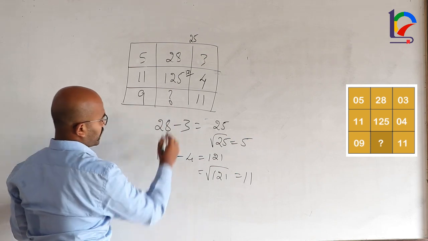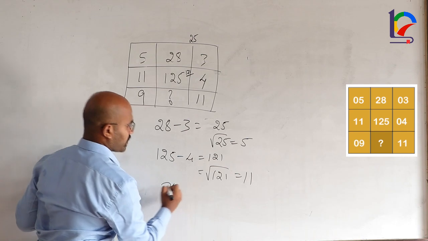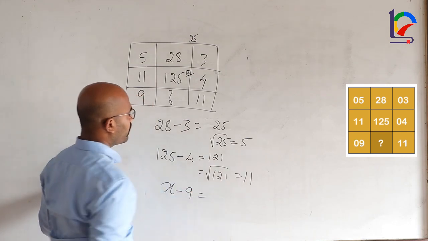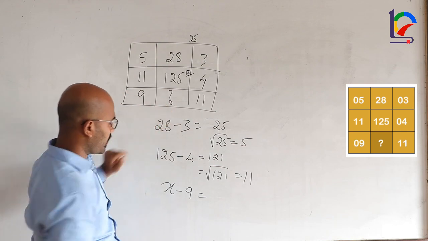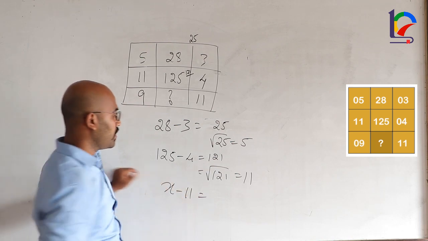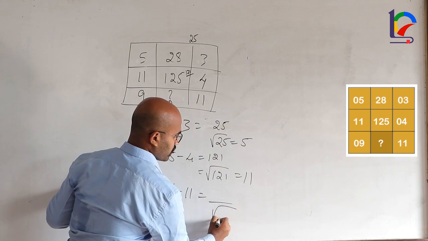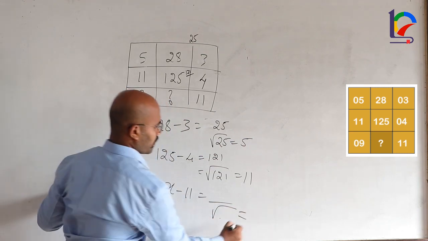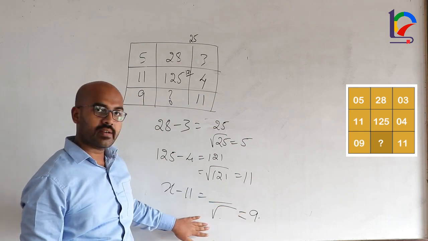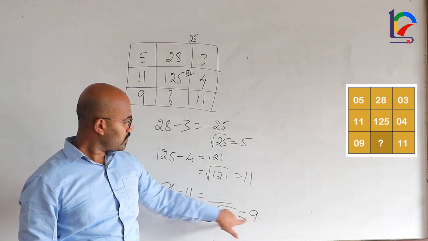In a similar way, next, we don't know what this number is. So let us take x. So x minus 11 should give us a number, the square root of which will be 9. So by back tracing this, we will get 9.